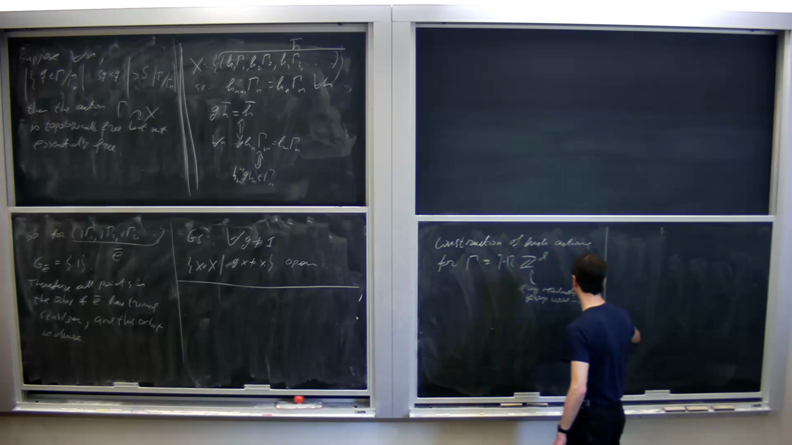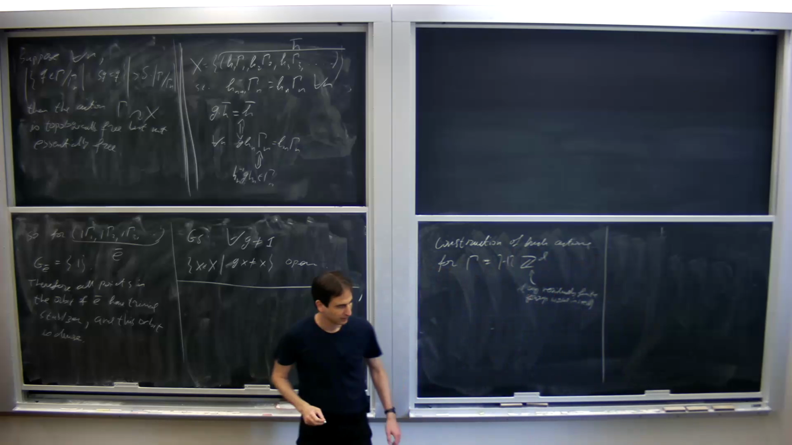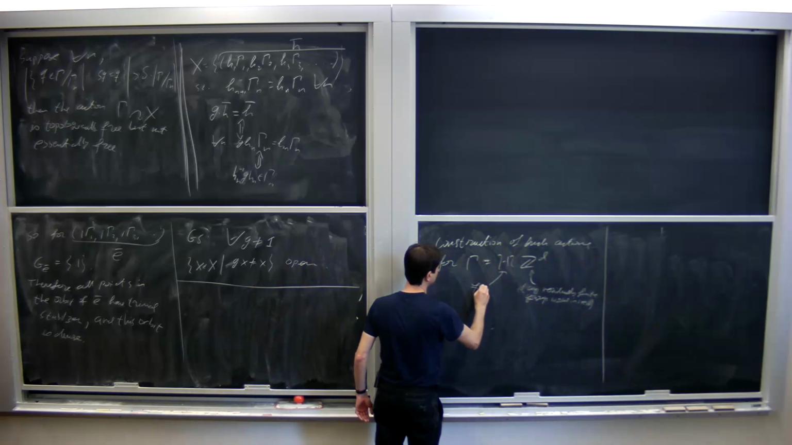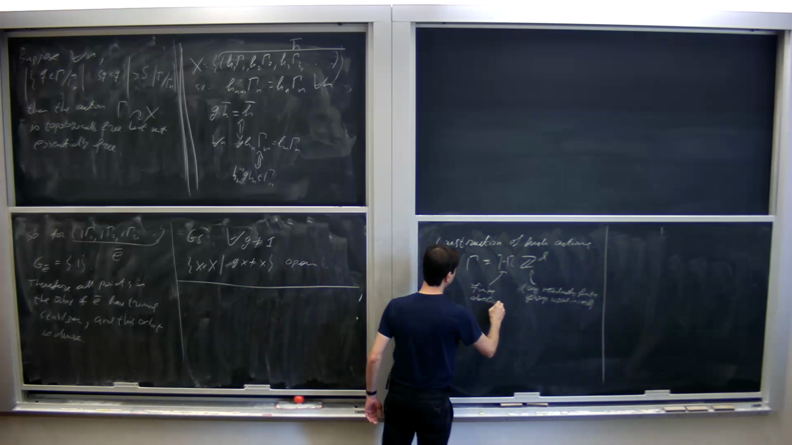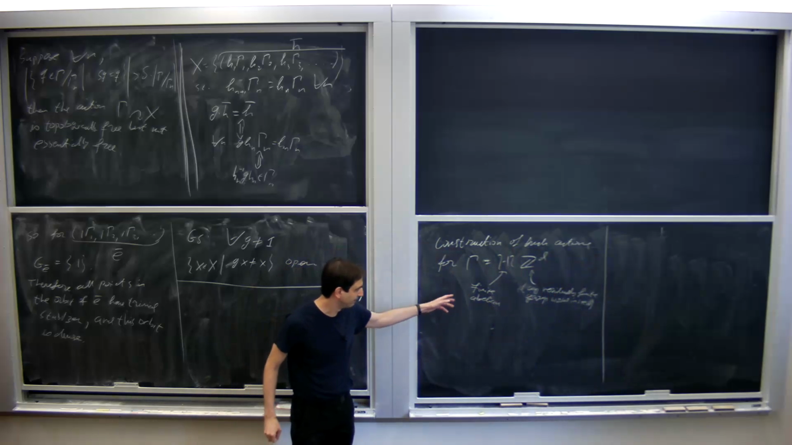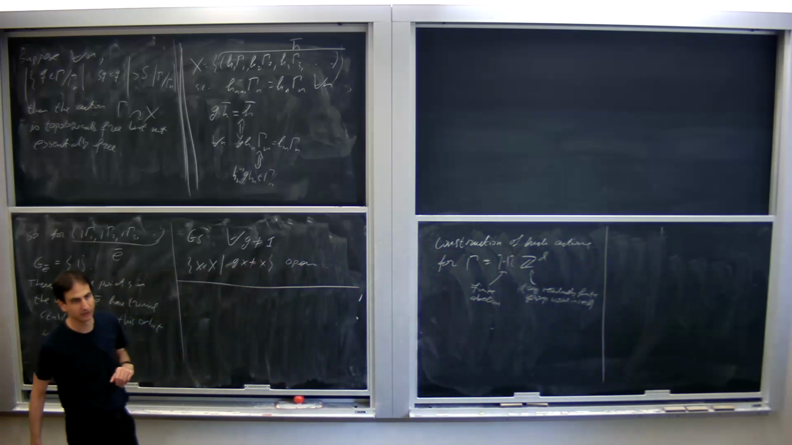Instead, I'm writing Z to the d because later on I do need it, but for the construction we don't need it, and this would be finite. Abelian, we don't need finite exactly. It's good enough if it's abelian and residually finite, but for the proof later on we need it to be finite.